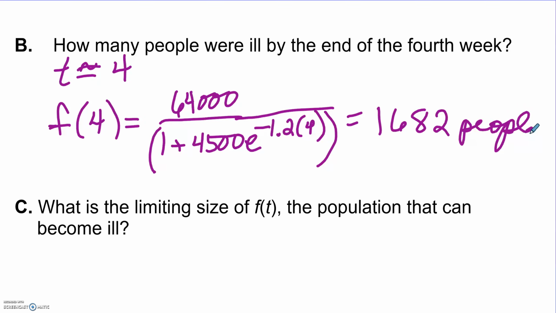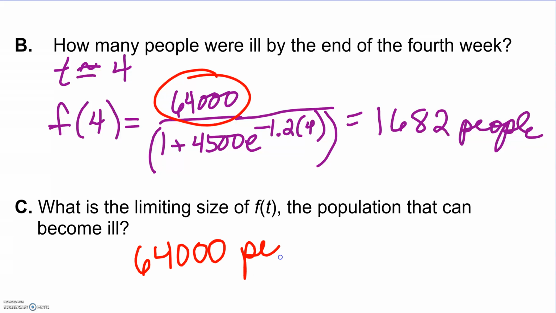And then the third question is, what is the limiting size of f of t? The population that can become ill. Hopefully you realize that if I were to graph this, the numerator, our 64,000, is that upper asymptote, and that is what the population that's becoming ill is approaching. So our limiting size is 64,000 people.